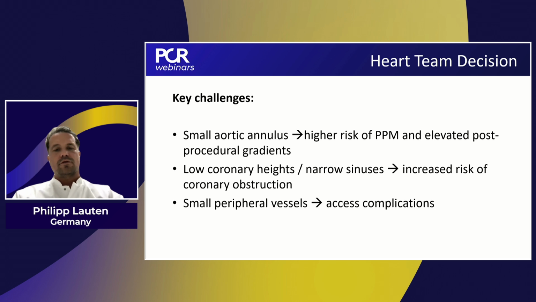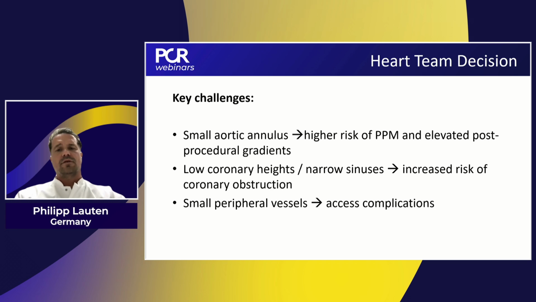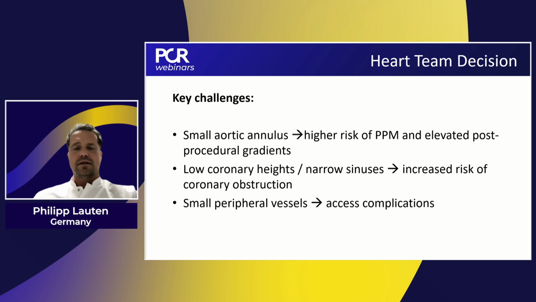So the increased risk of coronary obstruction is maybe a problem, and it has to be discussed in the heart team. And small peripheral vessels, not in our case I presented, but maybe access complications are also a big problem if you use expandable sheaths and balloon expandable valves, if you need a bigger vessel without calcification, and sometimes the low profile prosthesis and supraannular setting in self-expandable setting is much better.